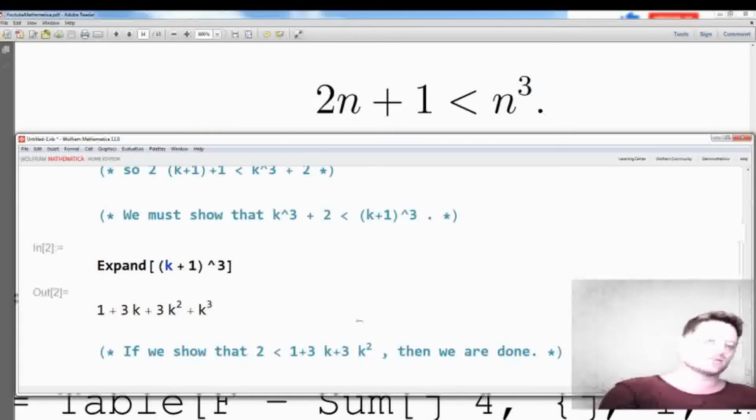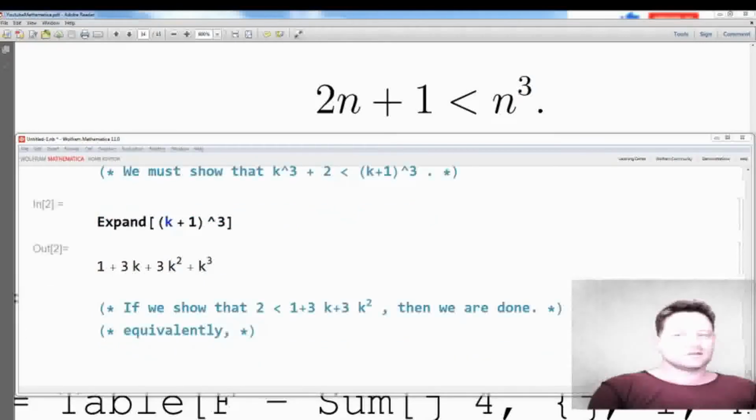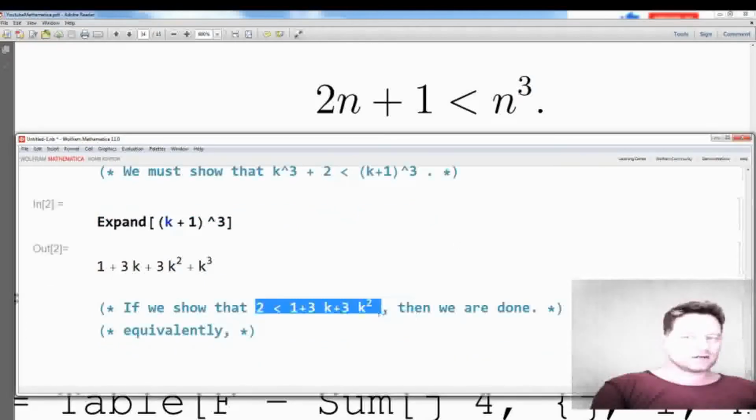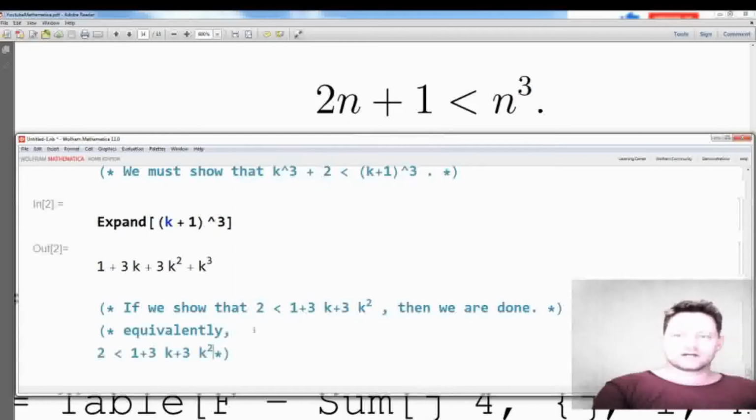Okay, now is this true? Is this true right here? Now this statement right here is logically equivalent to another one. All right, so I'll copy this, paste it right here. It is logically equivalent to, because we can subtract 1 from both sides. We'll have 1 there, and that 1 will go away. All right, and now I can divide 3 from both sides. And so we'll have k squared plus k, all right, which we'll write in this way.